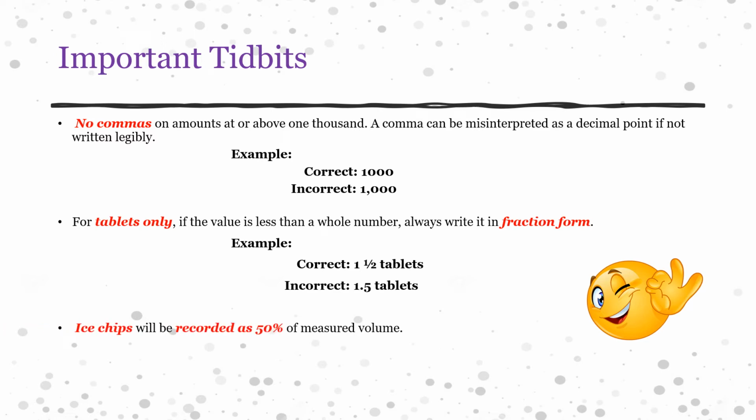And for our last tidbit, here we have ice chips. Ice chips will be recorded as 50% of measured volume. Normally, a cup of water is 240 ml, but since these are ice chips, when the ice chips melt, they will melt down to 120 ml of water.